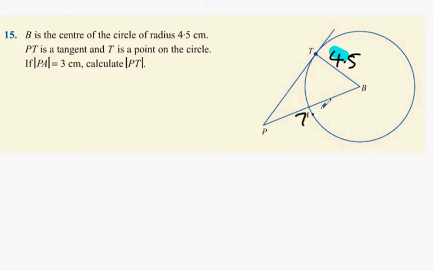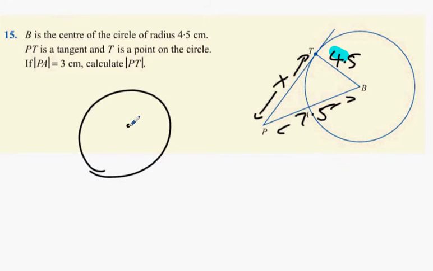Can anybody tell me, the whole point of the question is to find out what P to T is? We'll call that X. What type of triangle am I dealing with there? Right angle. How do you know for certain it's a right angle? It says the word tangent. A tangent is a line that hits the circle at one point only, and it has to go at 90 degrees. So that's 90 degrees there. Yeah? What's the longest side?